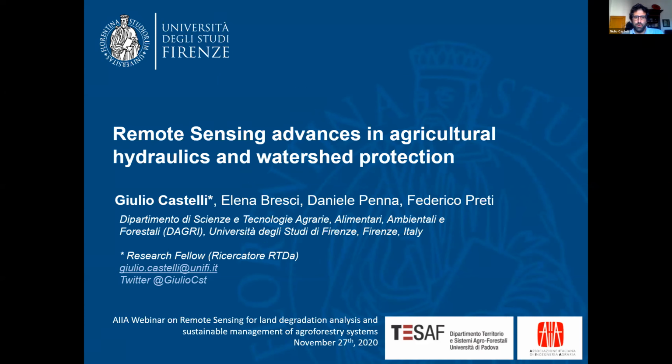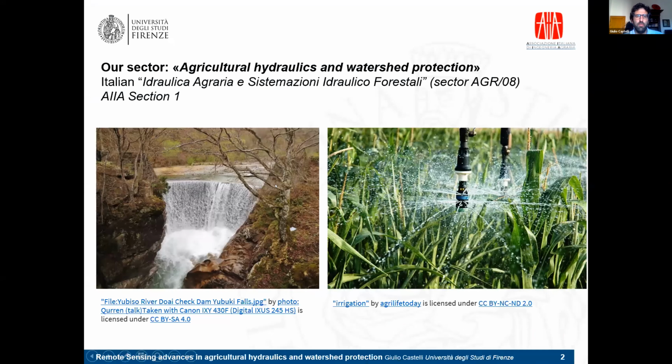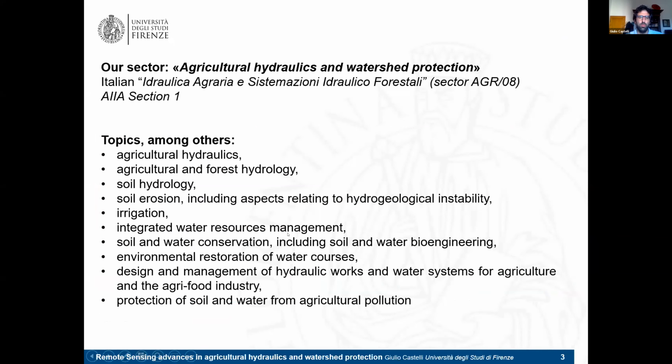organizing. So my presentation is called Remote Sensing Advances in Agricultural Hydraulics and Watershed Protection, and is basically a contribution from the Agri department of the University of Florence, which deals with a series of applications in the sector of agricultural hydraulics and watershed protection. As some of you may know, our association, AIIA, and also the Italian university system is divided in sectors. And the sector of agricultural hydraulics is one of, let's say, the most interdisciplinary, dealing with a high number of topics connected to land and water management, including agricultural hydraulics, soil hydrology, irrigation, soil and water conservation, water management in general.